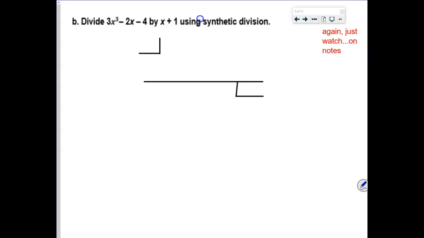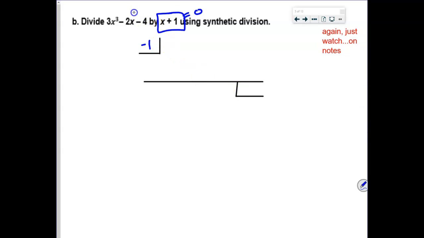Synthetic, the math is easier, but the setup and the interpretation of your answer is crucial. So a lot of kids think synthetic is the way to go, but they don't remember how to use it. So you start by setting up a weird little half box. And then, do you remember what I place in the half box? The solution to your divisor. So if you were to solve and find your solution to your divisor, you'd put a negative 1 there.